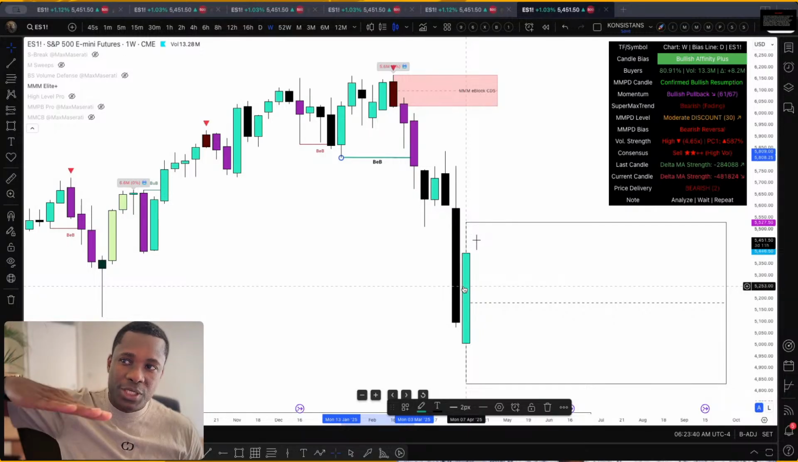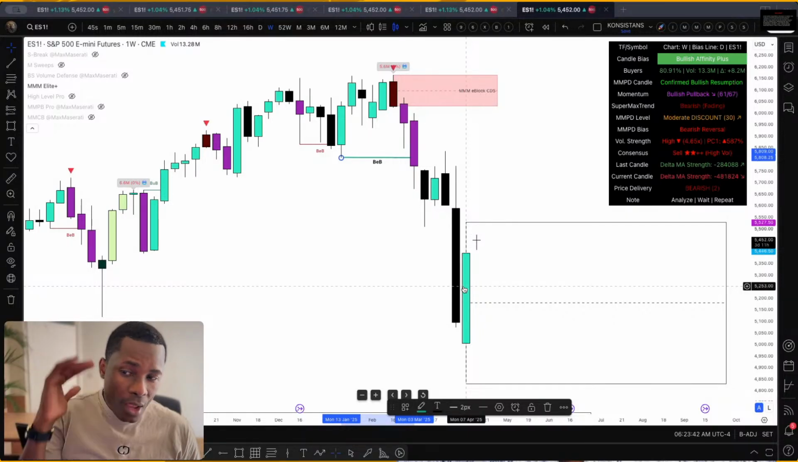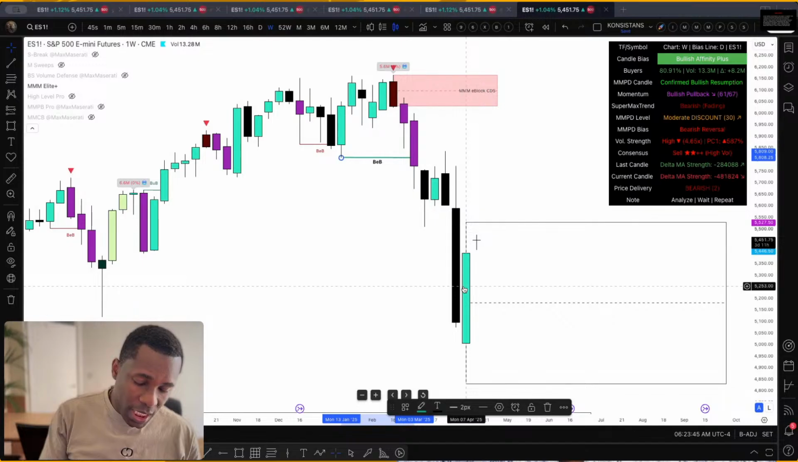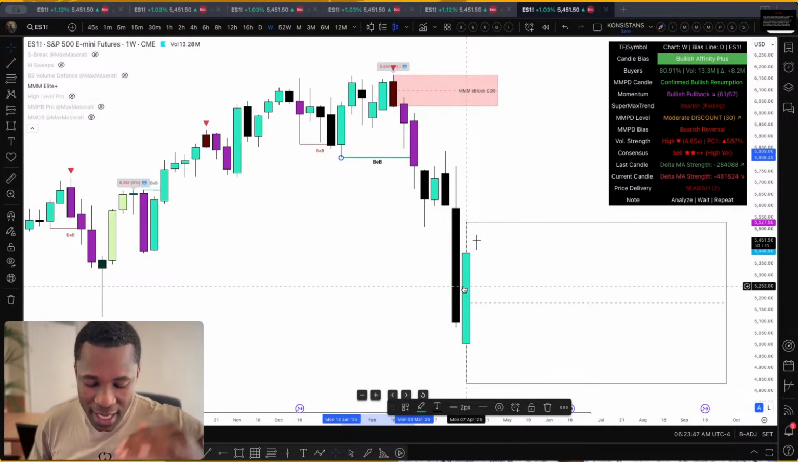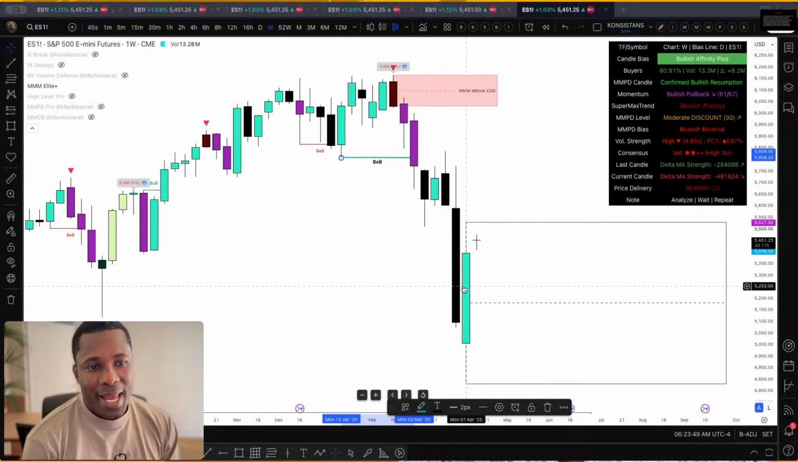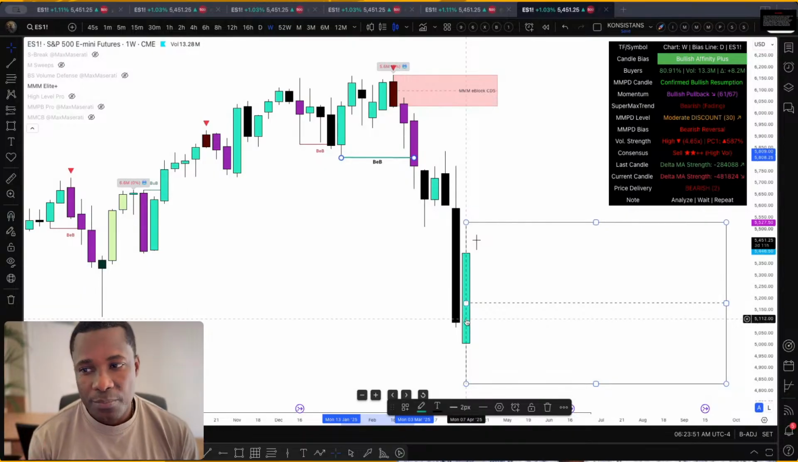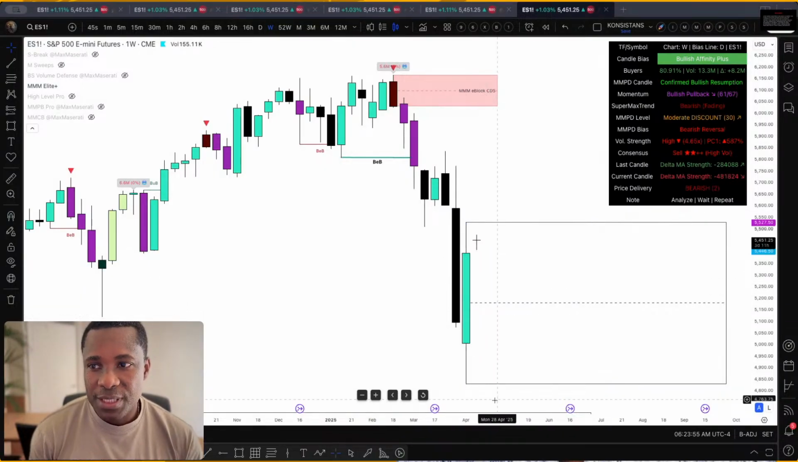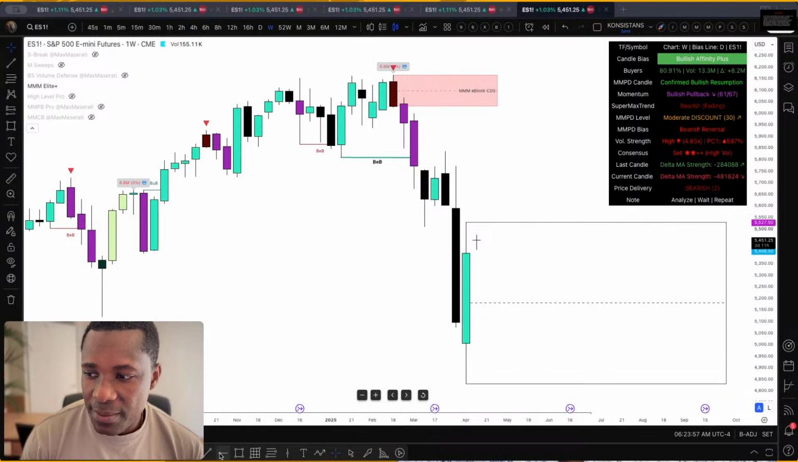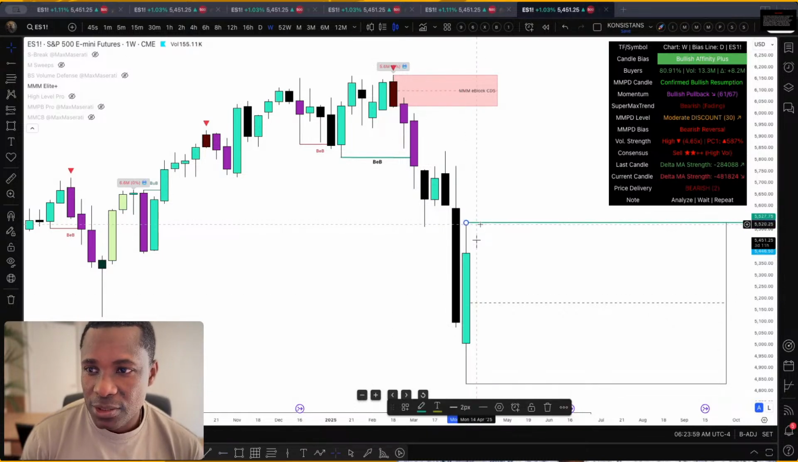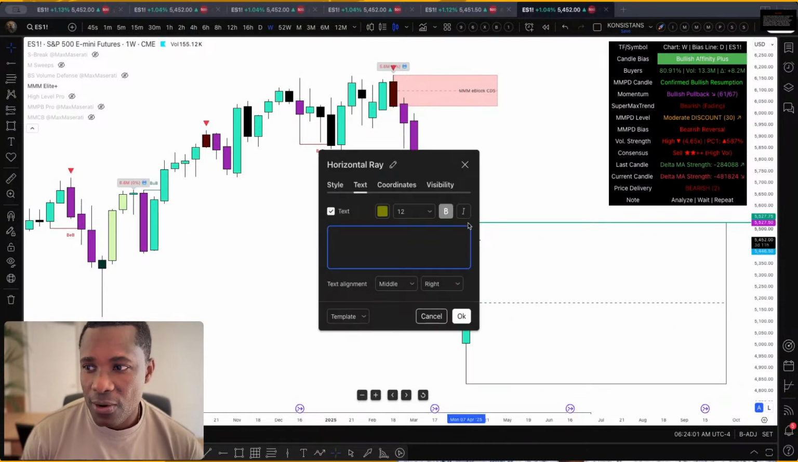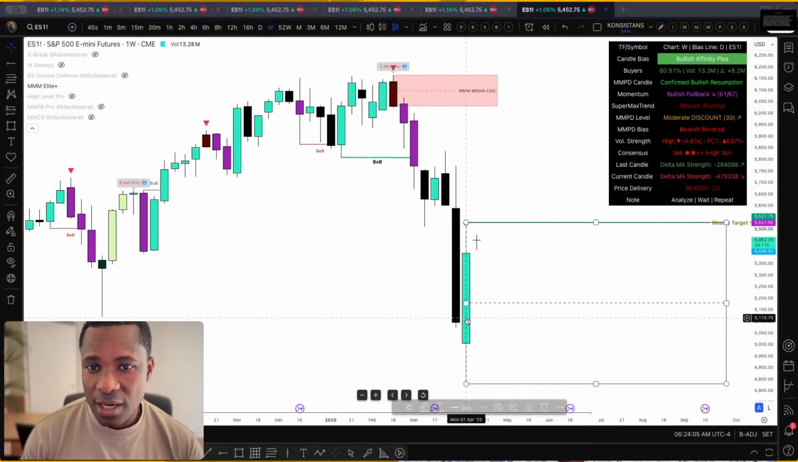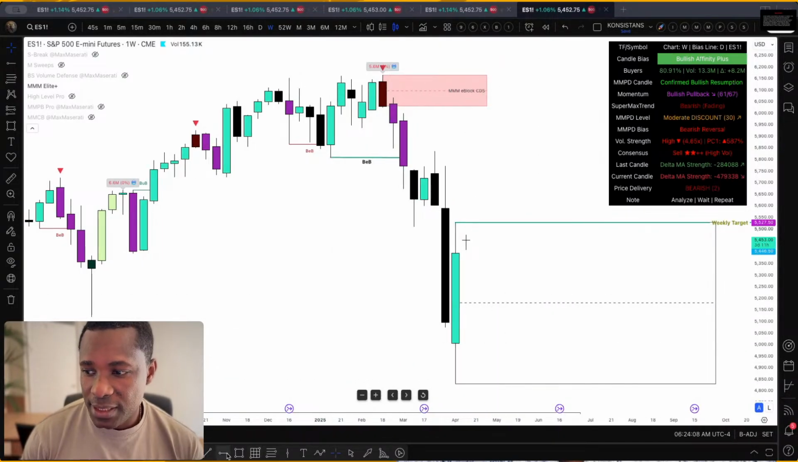However, since we're day traders, we look at the last higher time frame candle to take a trade. The last higher time frame candle was bullish affinity plus, which means our target is here. The market hasn't taken our target, so our target is here. So this is our weekly target, and then this is our weekly low.